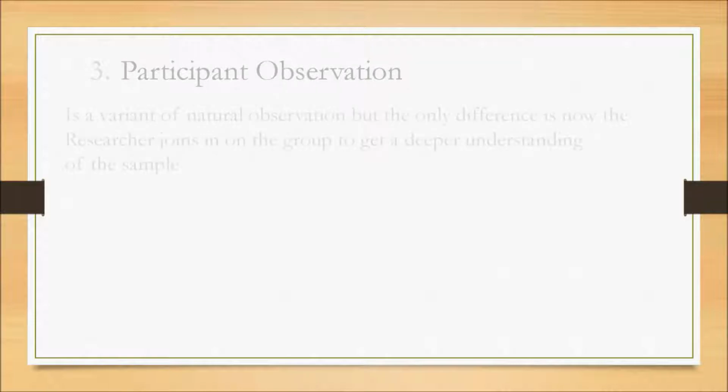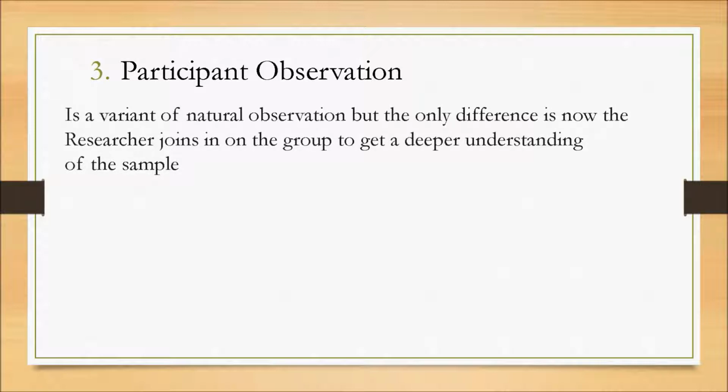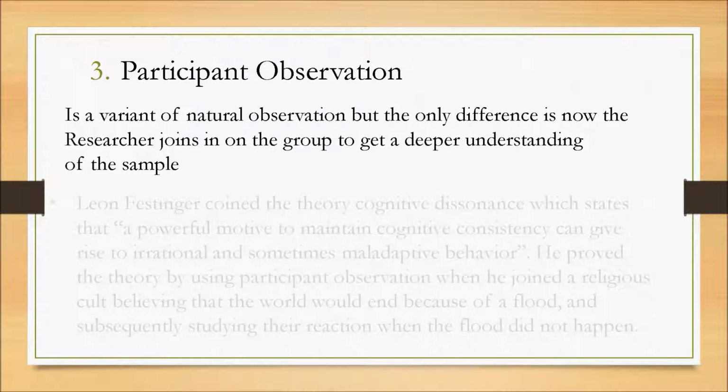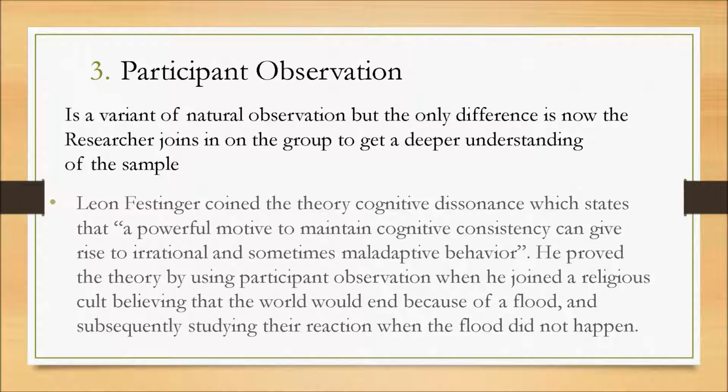Participant observation is a variant of naturalistic observation, but the only difference is that now the researcher joins in on the group to get a deeper understanding of the sample. Leon Festinger coined the theory of cognitive dissonance, which states that a powerful motive to maintain cognitive consistency can give rise to irrational and sometimes maladaptive behavior. He proved the theory by using participant observation when he joined a religious cult believing that the world would end because of a flood, and subsequently studying their reaction when the flood did not happen.